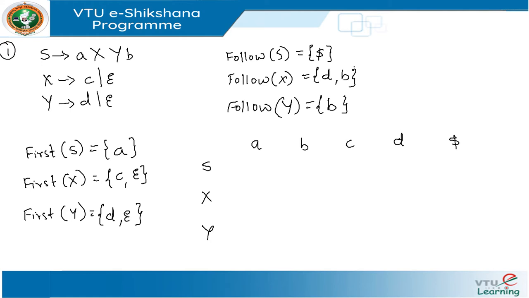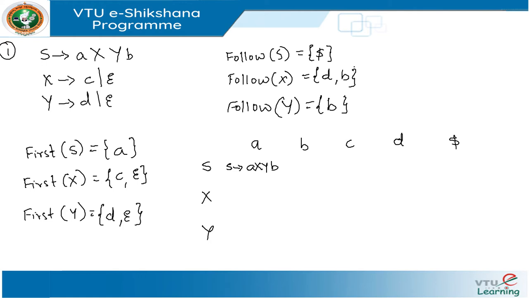First we need to consider the first sets. First of S equals A. To get this A symbol, which production must be used? That is S derives A X Y B. So to get this terminal symbol A, we need to use the production S derives A X Y B. The first set for S is over.